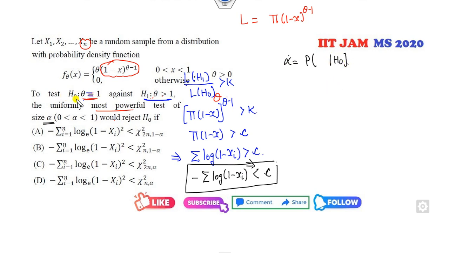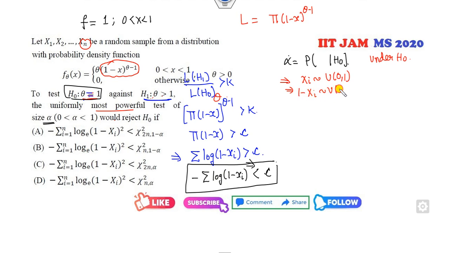Fine. So now what is the H naught here? What is the PDF here? That is the PDF of the xi's when theta is equal to 1. This number is my 1. So what does it mean? It means xi follows the uniform distribution over 0 1 under the H naught. Fine. And my target is to find the log of 1 minus xi. Once xi follows the uniform distribution, 1 minus xi also follows the uniform distribution, and minus 2 ln of this follows my chi-square distribution of 2.